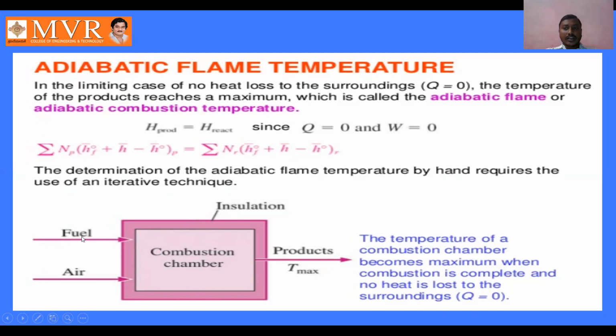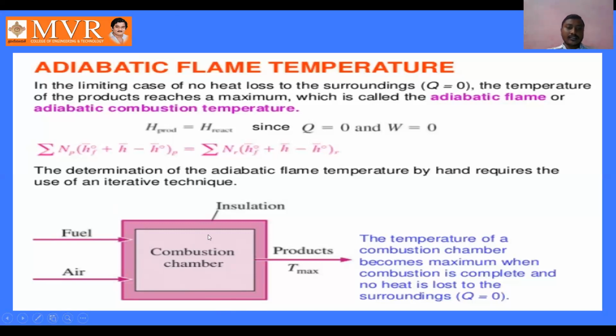The fuel-air mixture is going to enter the combustion chamber. This is the insulated chamber. The fuel and air enter the combustion chamber for the combustion process. After combustion, some products are going to be developed.